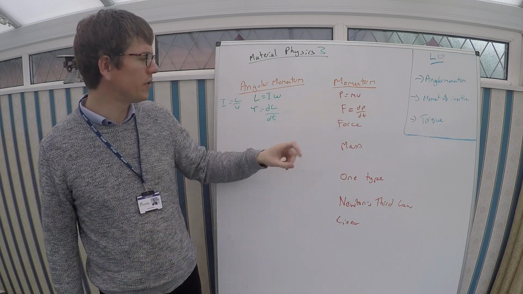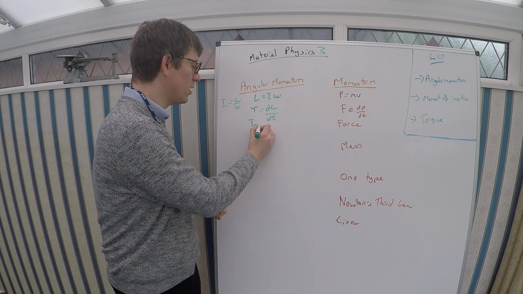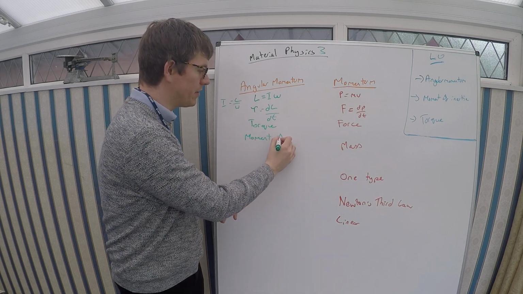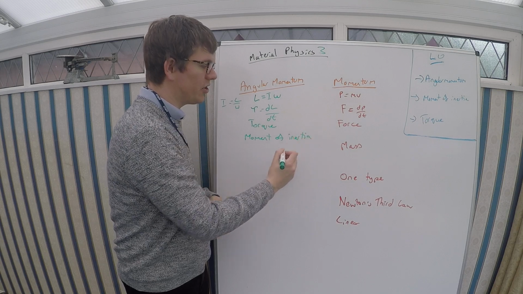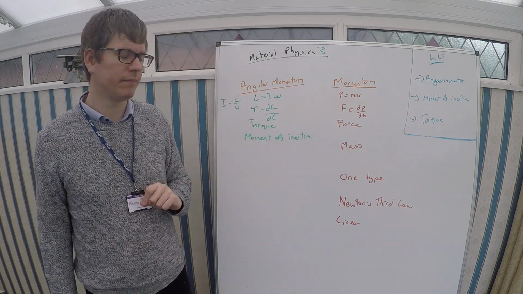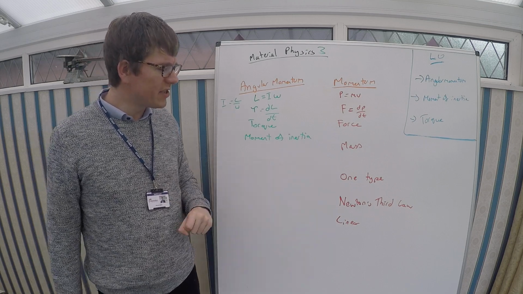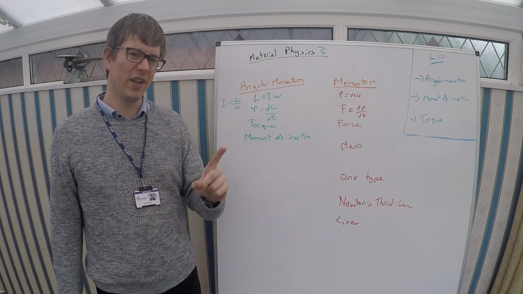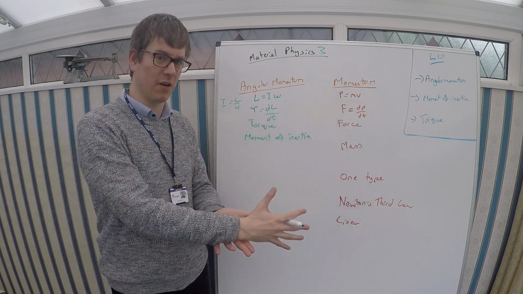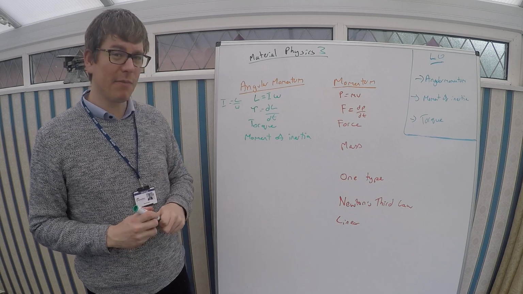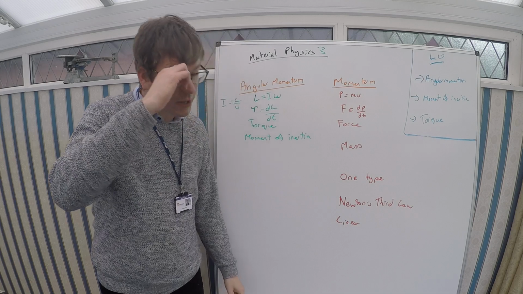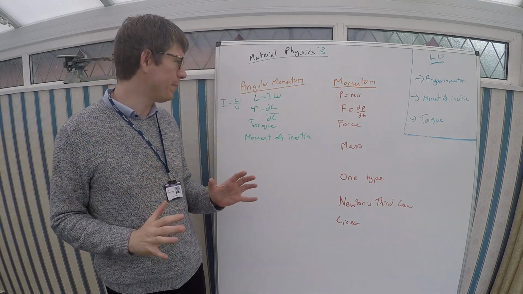So rather than having force, we have torque, and rather than having mass, we have the moment of inertia. So that's our parallel for torque, and that's our parallel for mass. Okay, moving on. There's only really one type of momentum, in the classical sense. It's just things bashing into each other and going in a straight line. Angular momentum, maddeningly, has two different types. And they are called the spin and the orbital.